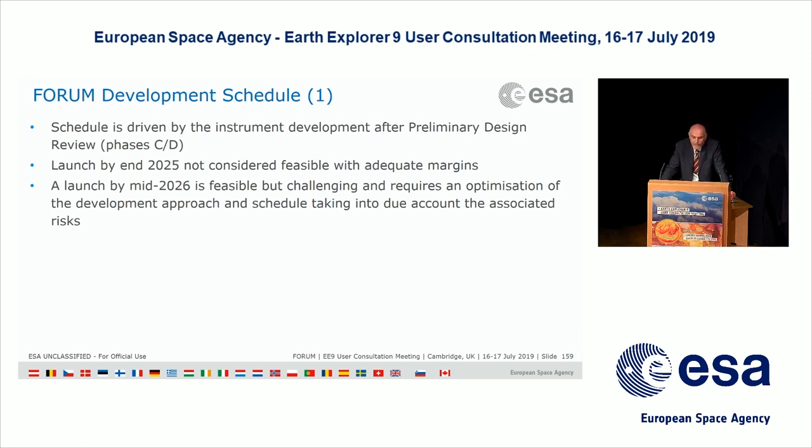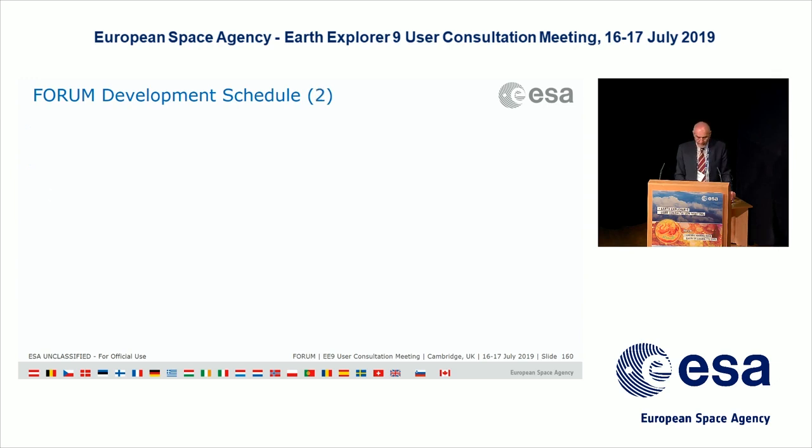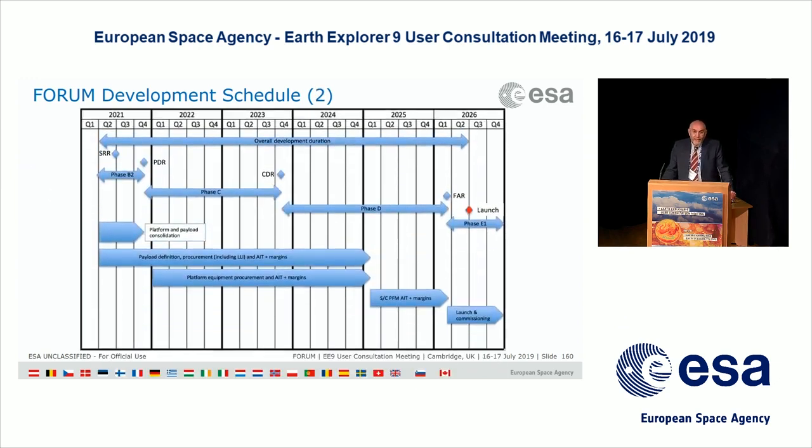This simplified Gantt chart shows the assessed feasible schedule with a launch by mid-2026, assuming a start of the development activities at the end of the first quarter of 2021, with a relatively short phase B2 and a combined phase C and D duration slightly exceeding 4 years.